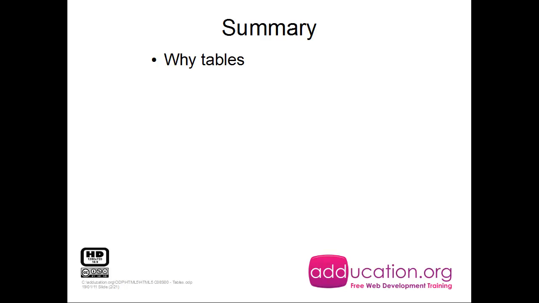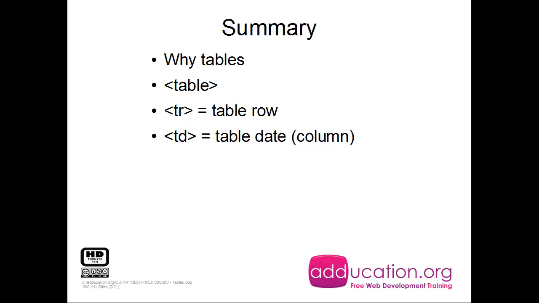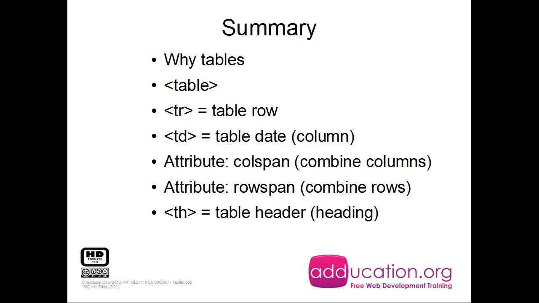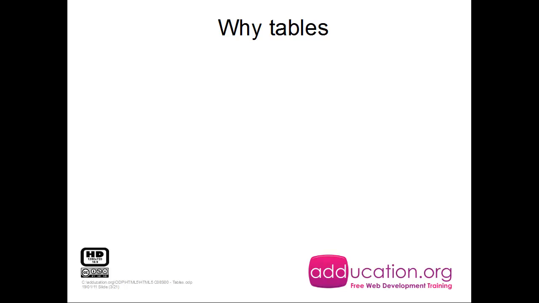Tables. Why are we going to use tables? Then the tag table itself. We're going to discuss the table row, mandatory. The table data, mandatory. Then the attribute colspan, you can combine columns with it. And the attribute rowspan, you can combine rows with it. Last but not least, the table header for heading. So why tables?